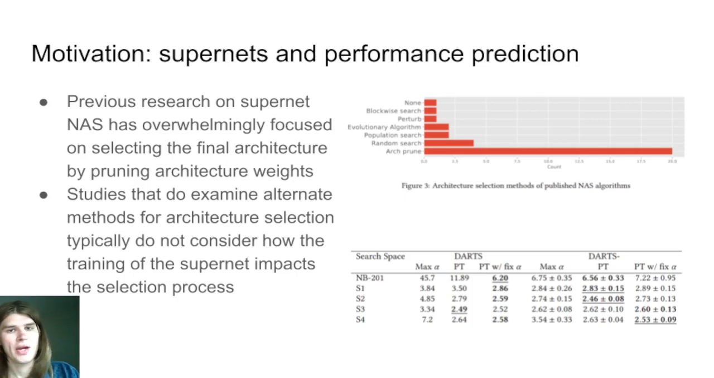There have been several studies examining alternative selection algorithms, mainly inspired by Bender et al.'s one-shot NAS algorithm. However, these methods typically strive to avoid interaction between the supernet training process and the architecture selection algorithm, seeking to train a supernet that can provide fair estimates of architecture performance.